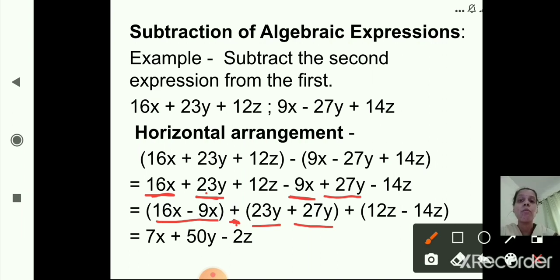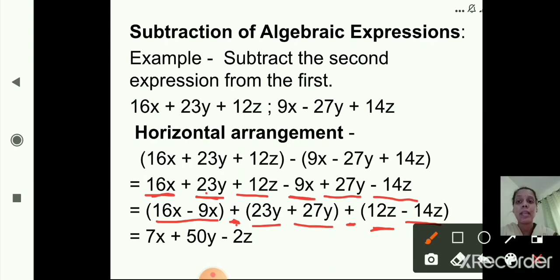Now which is the next like term? That is plus 12z. So here it is plus 12z, and the like term for plus 12z is minus 14z. So here it is minus 14z. You will write down like terms together in a bracket, but write down the proper sign. While writing the like terms together, you will write down those like terms with their signs.